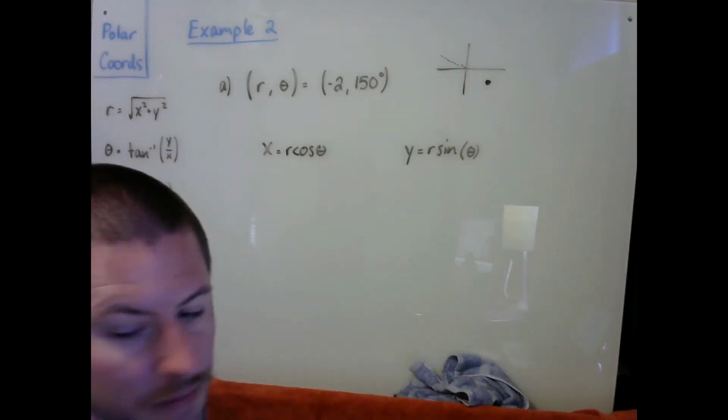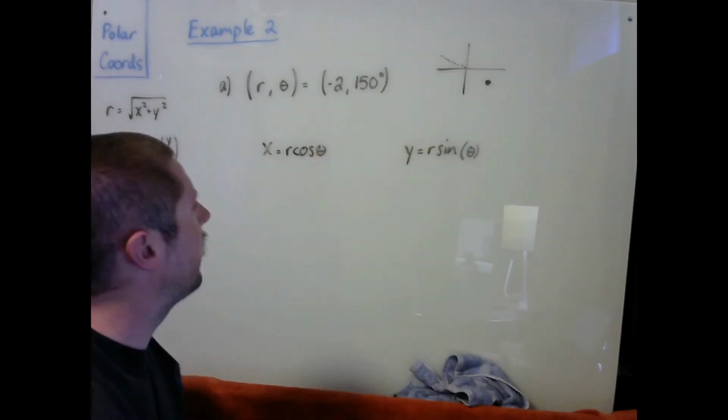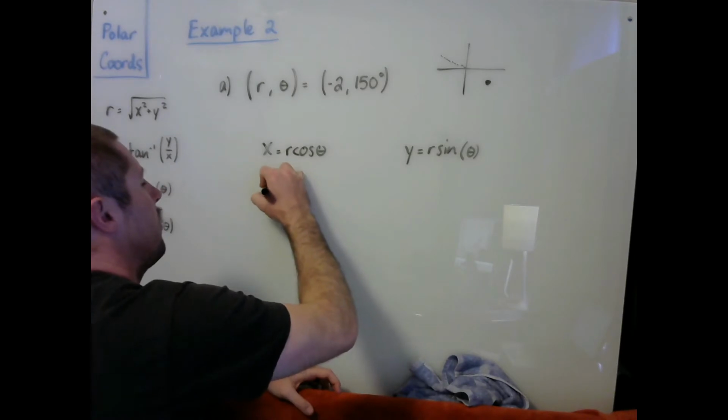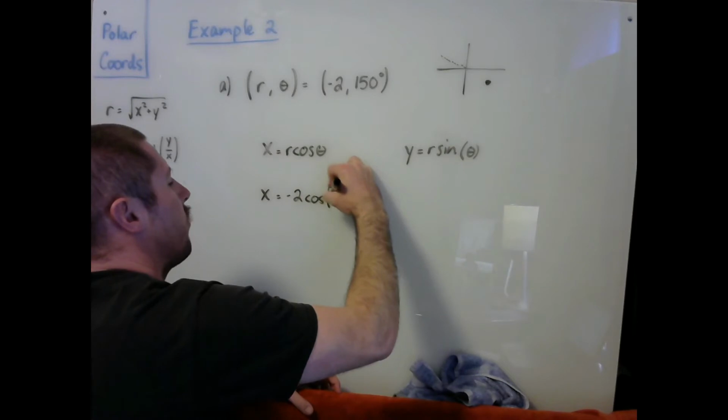So I'm expecting a fourth quadrant point. I'm expecting a positive x, but a negative y when we go ahead and look at this guy here. When I compute this then, x is going to be negative 2 times the cosine of 150.